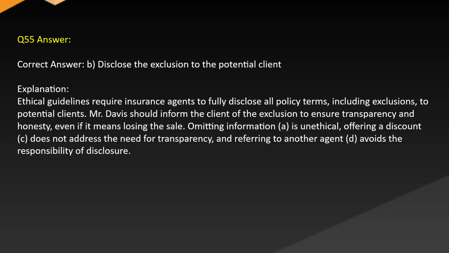Explanation. Ethical guidelines require insurance agents to fully disclose all policy terms, including exclusions, to potential clients. Mr. Davis should inform the client of the exclusion to ensure transparency and honesty, even if it means losing the sale. Omitting information, A, is unethical. Offering a discount, C, does not address the need for transparency, and referring to another agent, D, avoids the responsibility of disclosure.